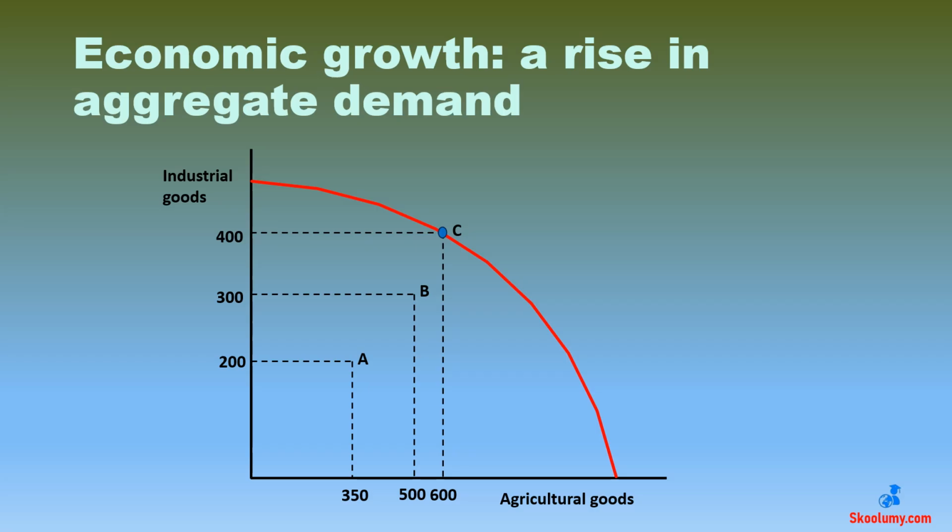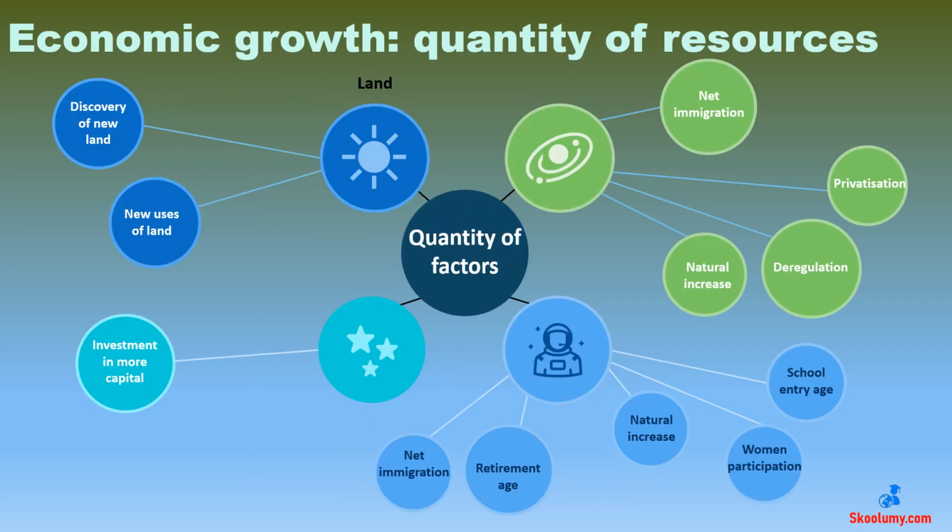Once the economy is on point C, all resources are already utilized. The only way to further grow is to increase its productive capacity, which happens in the long run. In the long run, an economy operates on its PPC, meaning all resources have been used fully. To grow, it has to increase its productive capacity by increasing the quantity and quality of its resources. Firstly, we will consider how increase in the quantity of resources leads to economic growth.